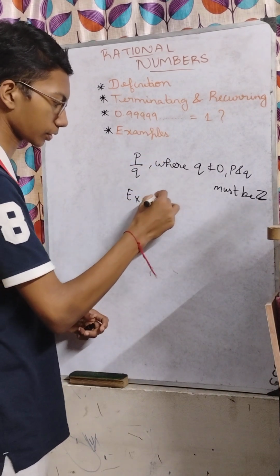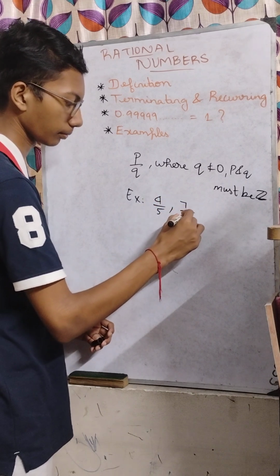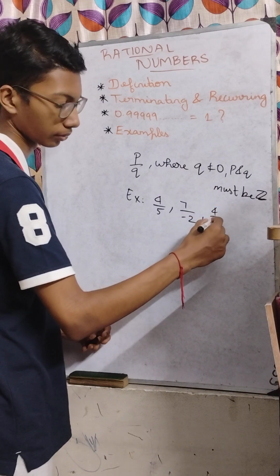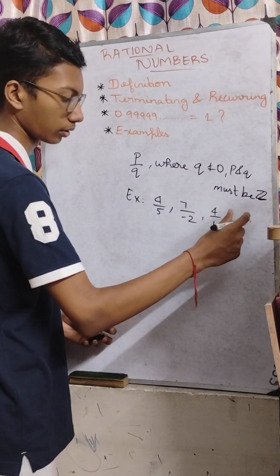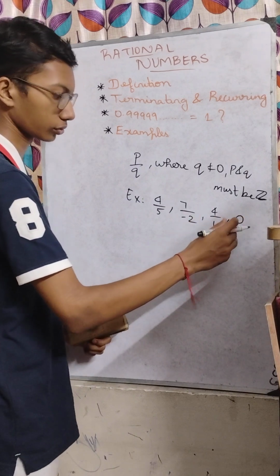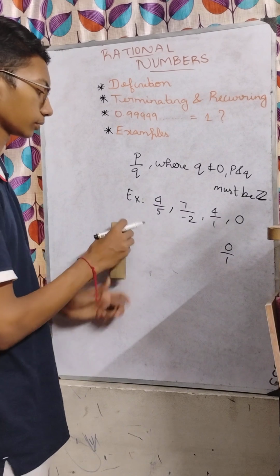Now some examples can be 4 by 5, 7 by minus 2, 4 by 1, and let's say 0, it is also a rational number because it can be denoted as 0 by 1. So all these are examples of rational numbers.